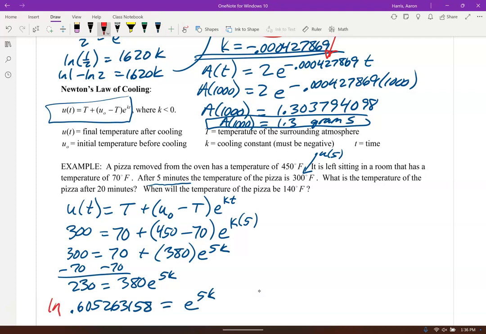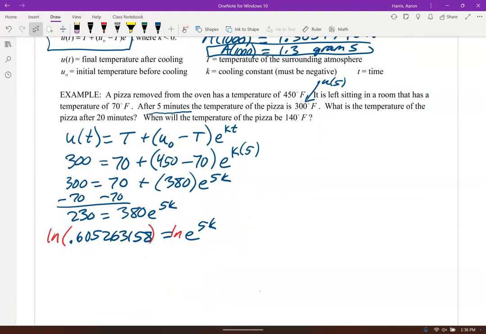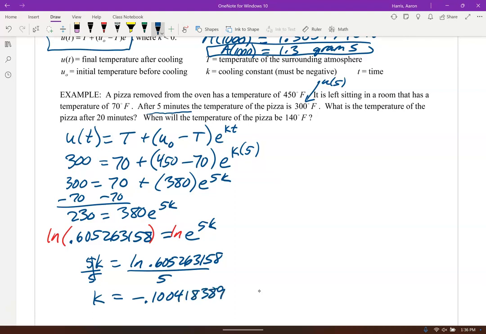Now I got to take the natural log of both sides. And so we have ln of e to the 5k is just 5k equals the ln of 0.605263158, divided by 5. So that's our k. So ln that, then divide by 5. Negative 0.100418389. That's our k.